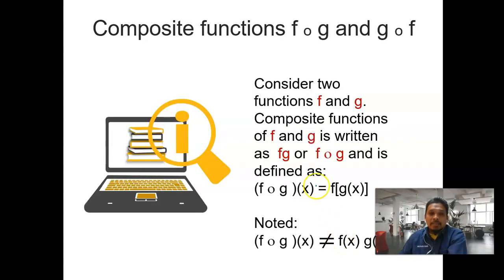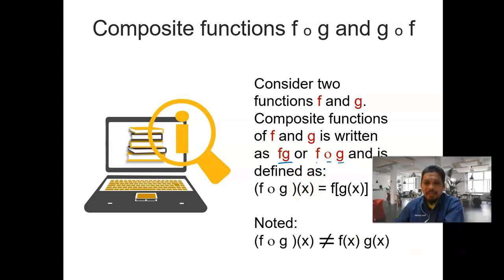Okay, composite function of f not g and g not f. Consider two functions f and g. The composite function of f and g is written as fg or f not g, and is defined as this one here. Please take note that fg(x) is not equal to f multiplied with the function g(x). This is multiplication and this is a composite function. Two different techniques.